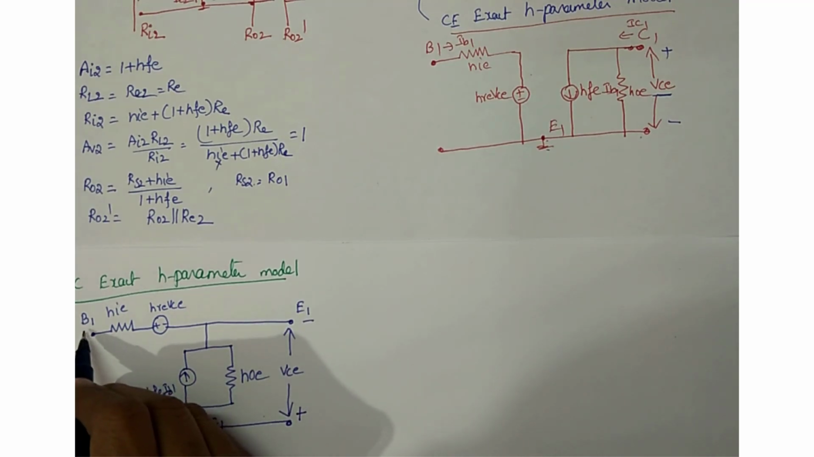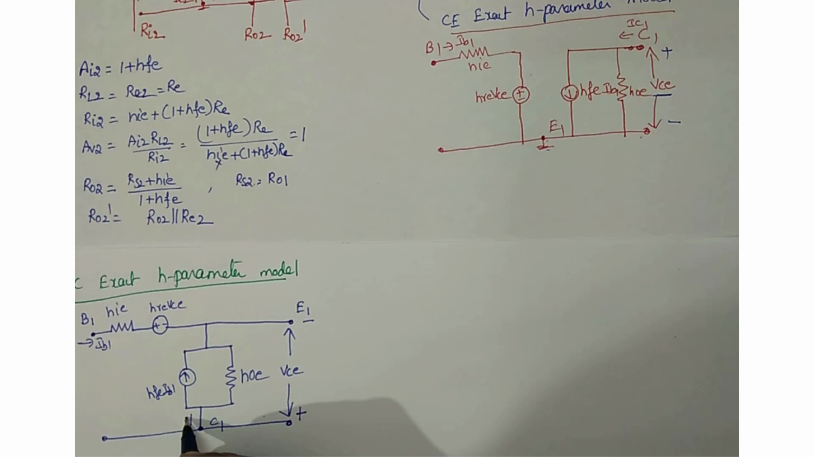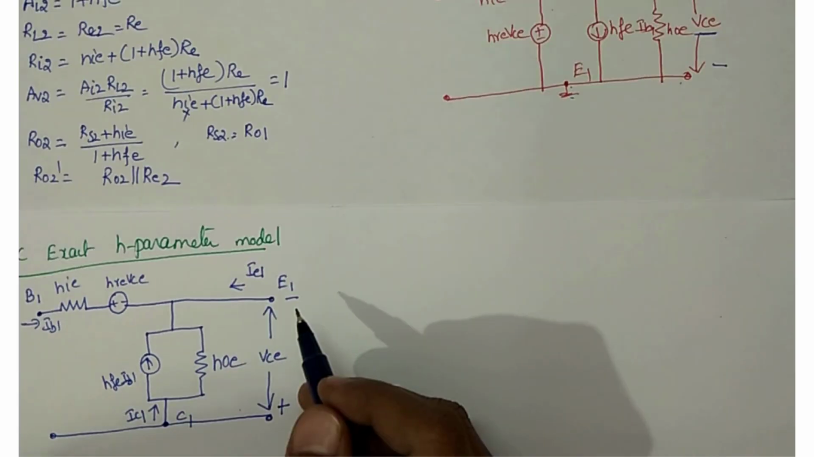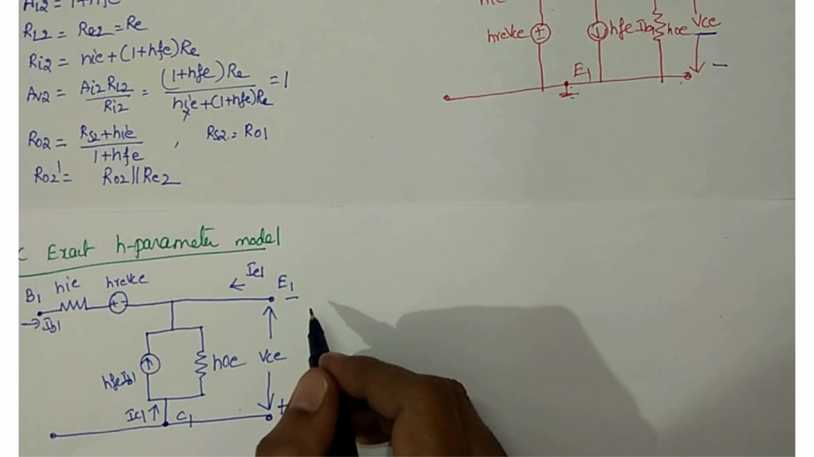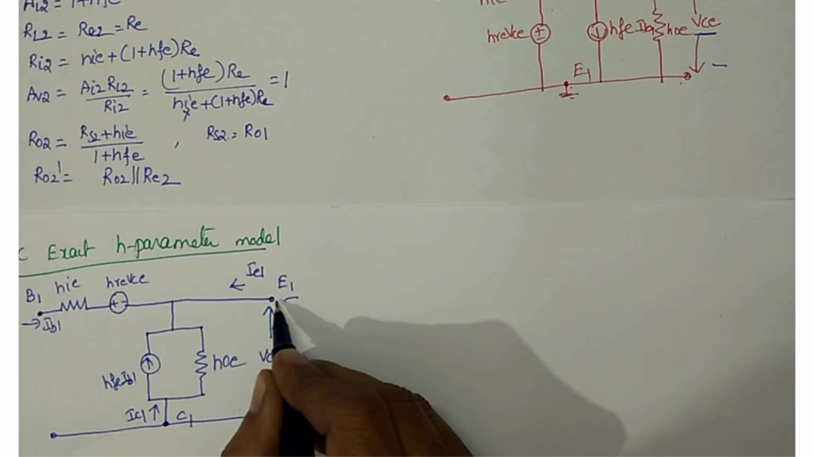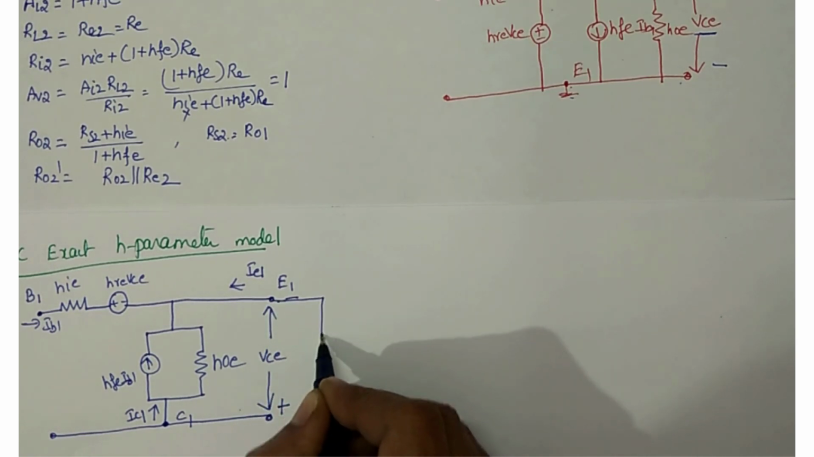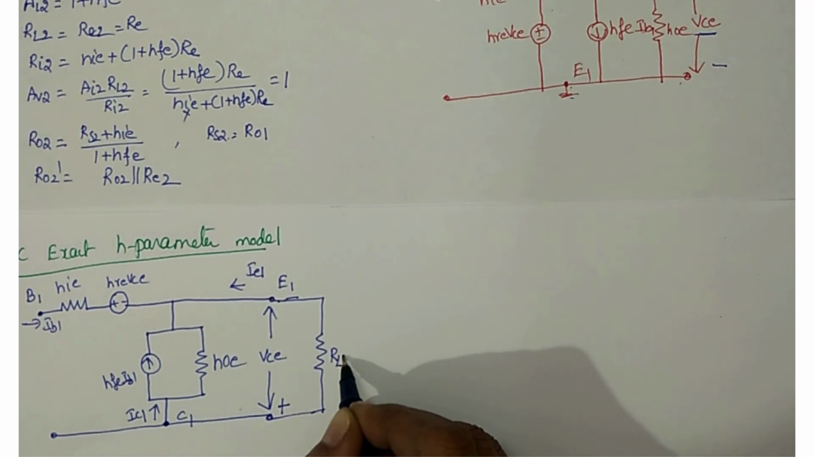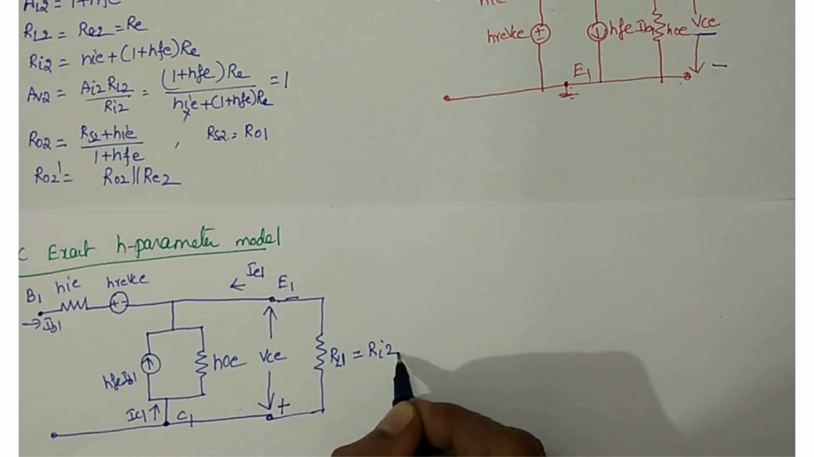Okay, and mention the currents. This is IB1 and this is IC1 and this is IE1. After E1 we have the resistance. What is the resistance here? This is nothing but RL1. RL1 is nothing but RI2. Remember that.